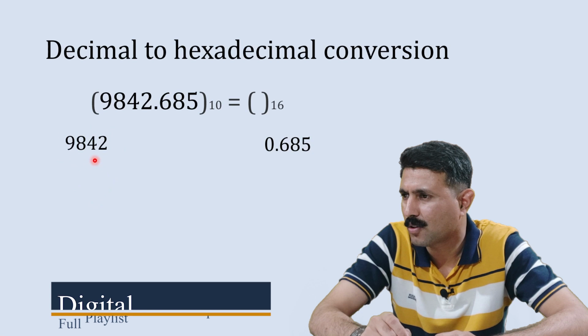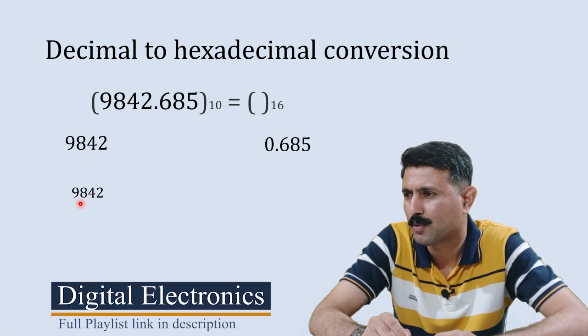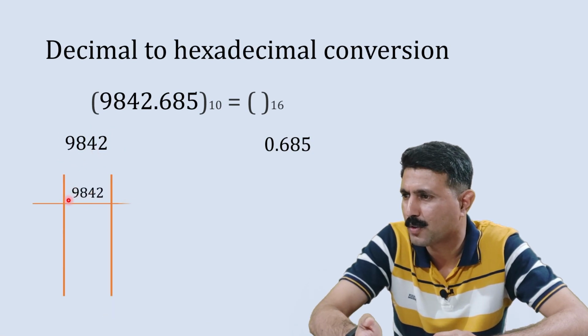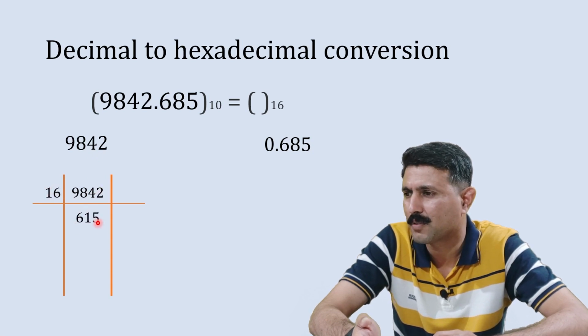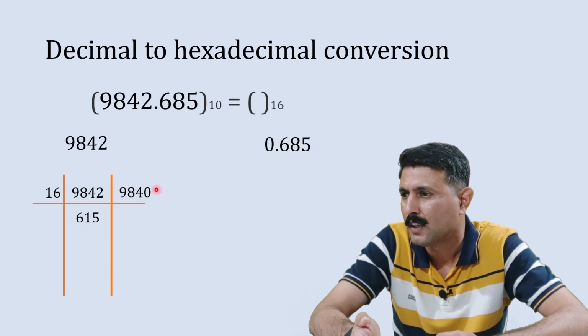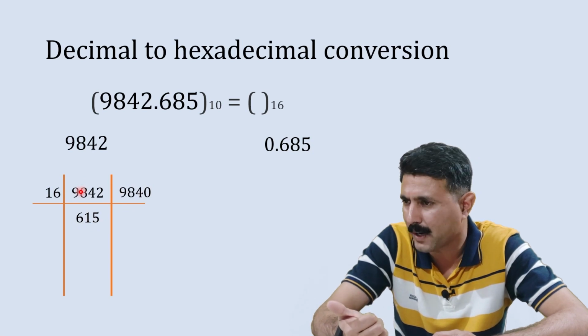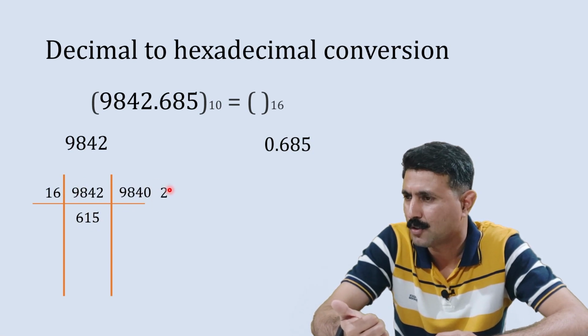So now we'll start by solving this number 9842. So what we're supposed to do? We're supposed to divide it by 16. So if we divide it by 16, we'll get 615 and the multiplication of these two is 9840. So when you subtract this number from this, we'll get the remainder and the remainder is 2.